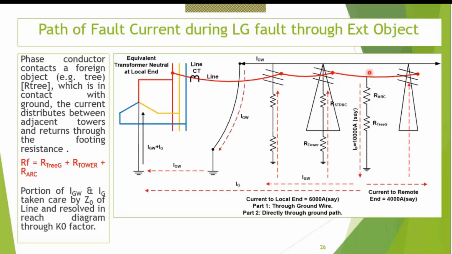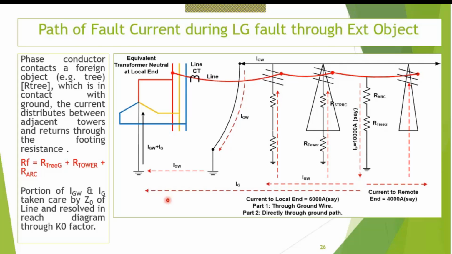Even if there is a lightning strike on this line, then the lightning will flow over here and then probably flash over on the tower structure. A different path is followed, but again then this tower footing and these things will come into picture.